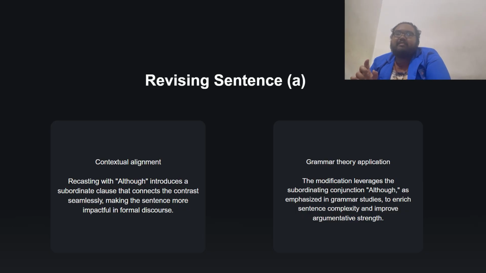Revising for contextual alignment: recasting with "although" introduces a subordinate clause that connects the contrast seamlessly, making the sentence more impactful in formal discourse. Grammatical application: the modification leverages the subordinating conjunction "although," as emphasized in grammar study, to enrich sentence complexity and improve argumentative strength.